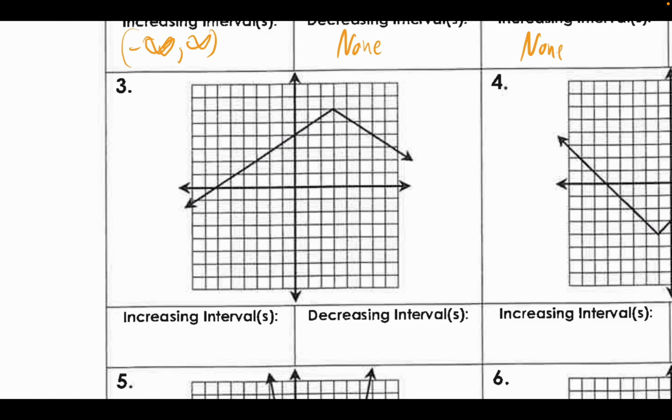Number 3 here, the increasing interval is from here over to this point, to the vertex of this absolute value function. And that'd be from negative infinity, comma 3. Once again, both with parentheses, even though 3 is not an open circle, we're not concerned about the open and closed circles for intervals. We're only concerned about whether or not it increases or decreases, and it can never increase or decrease at a specific point. Only between points. And the decreasing interval is from 3 to the end. So that's 3 comma infinity.